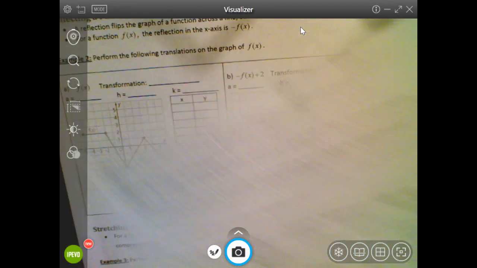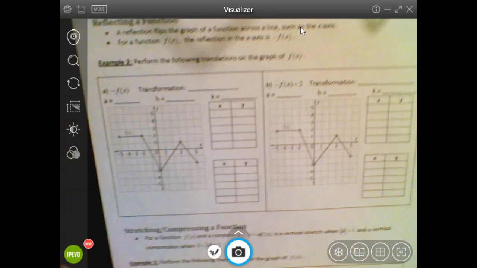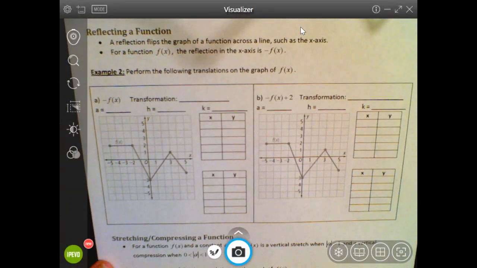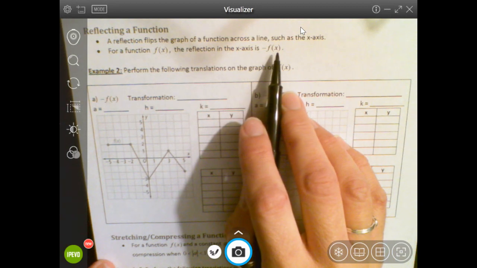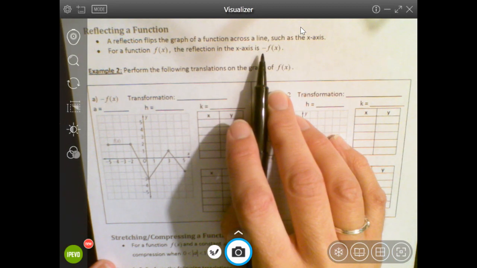All right, so let's look at a couple more transformations. So we talked a lot about reflections and how that happens. So the reflection happens when your a value is negative. So in our general function, what that's going to look like is now the negative is going to be out front.